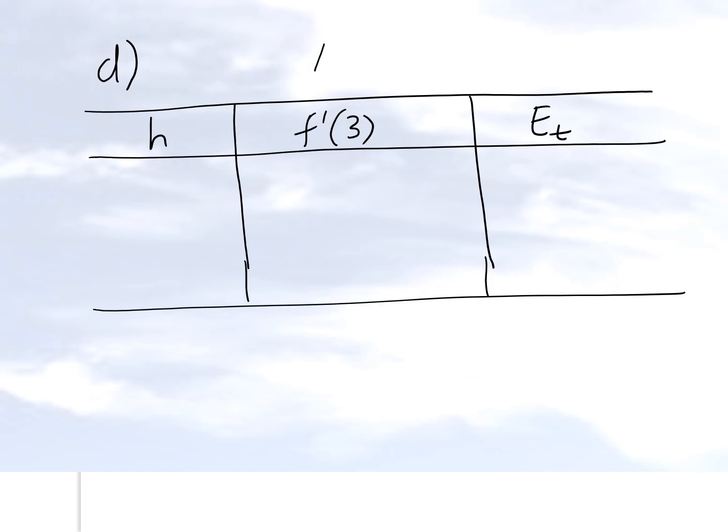So here we are asked to show what the effect of the step size is on the true error. So let's go and tabulate these numbers here for the true error. Our exact value, of course, by calculating from the differential calculus class, turns out to be 756 for f prime of 3.